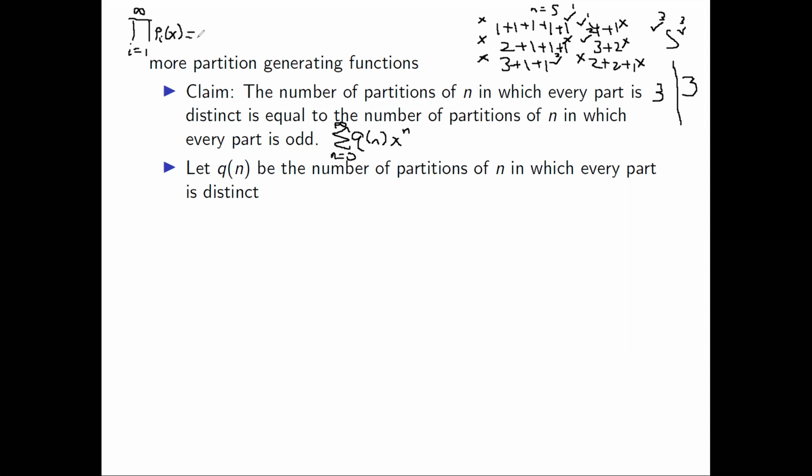So let's recall, what is this polynomial doing here? So we have the product i equals 1 to infinity. And then we can write these polynomials out in their infinite form. So we'll write them as 1 plus x to the i plus x to the 2i plus x to the 3i plus x to the 4i, and so on.